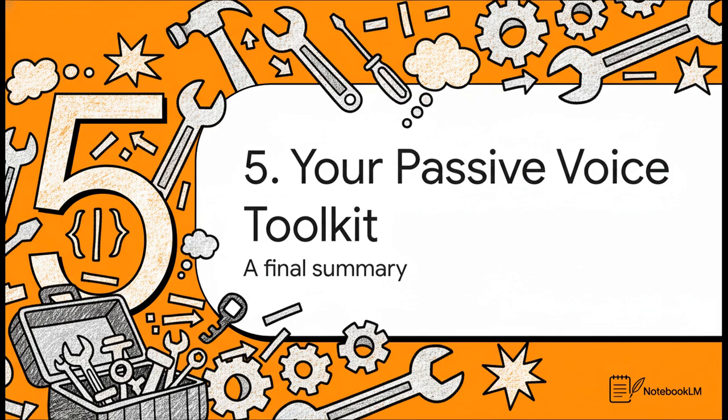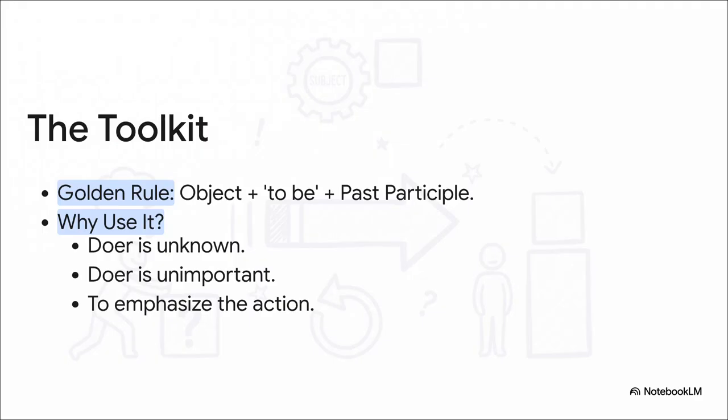Wow, we've covered a lot. So let's boil it all down into a simple, final toolkit that you can take with you. This is your quick and dirty reference guide. So let's wrap this all up. At the end of the day, you really just need to remember two things. First, the golden rule, object plus to be plus past participle. And second, why you'd even use it.